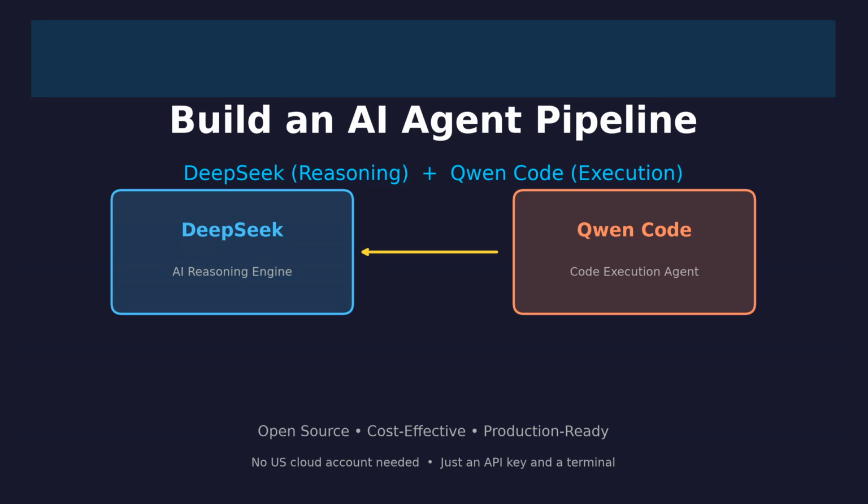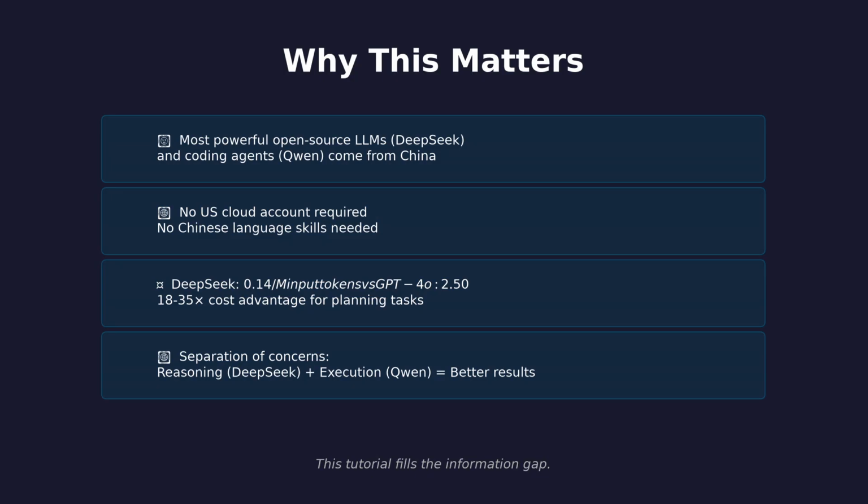Want to build an AI agent pipeline using the best open source models, without paying OpenAI prices? In this tutorial, I'll show you how to connect DeepSeek's reasoning engine with Qwen Code's execution agent to create a fully automated code refactoring pipeline. Let's dive in. Here's something Western media won't tell you.